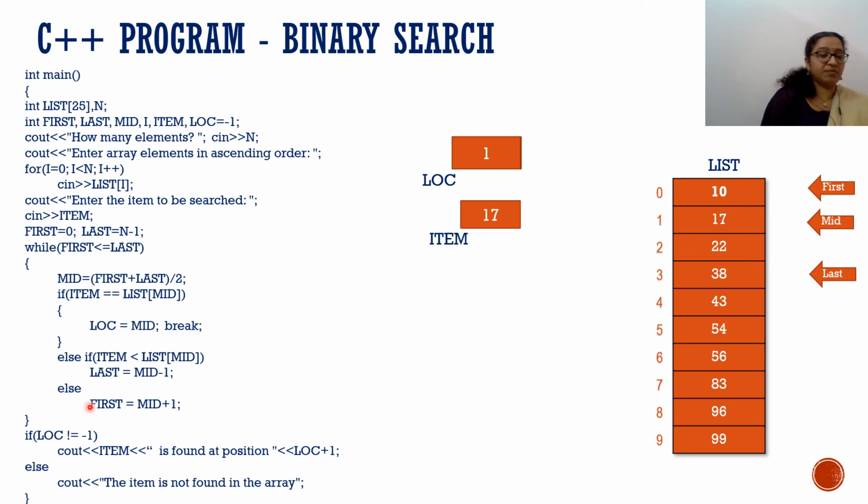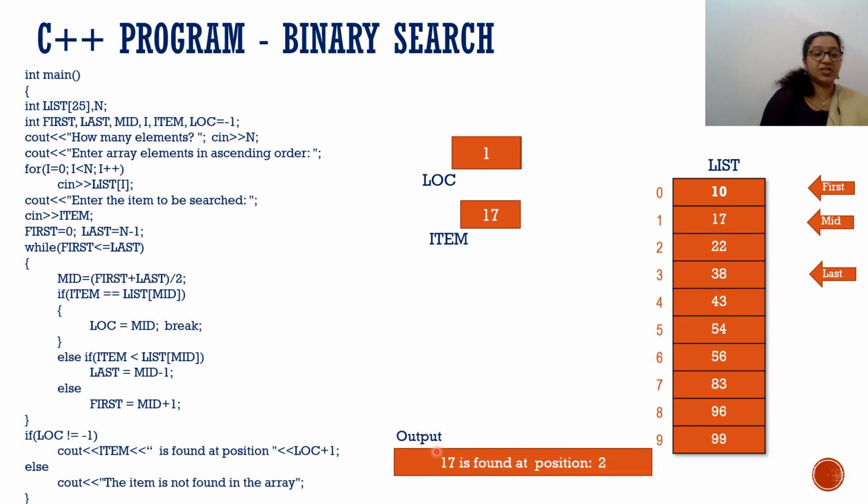After exiting from the loop, we are checking the location. Is location equal to -1? No, it is not equal. So the item is found at a position. The item is 17. It is found at position location plus 1, because location shows 1 but the position is the second one. So we print location plus 1 as the position, 2. Now we got the result: 17 is found at position number 2.